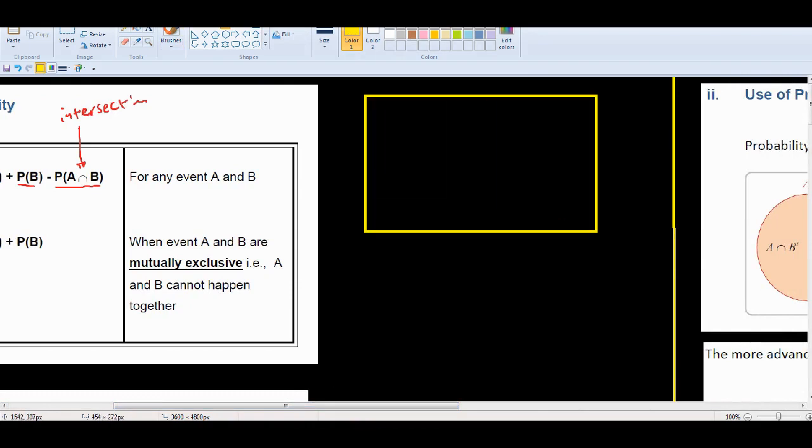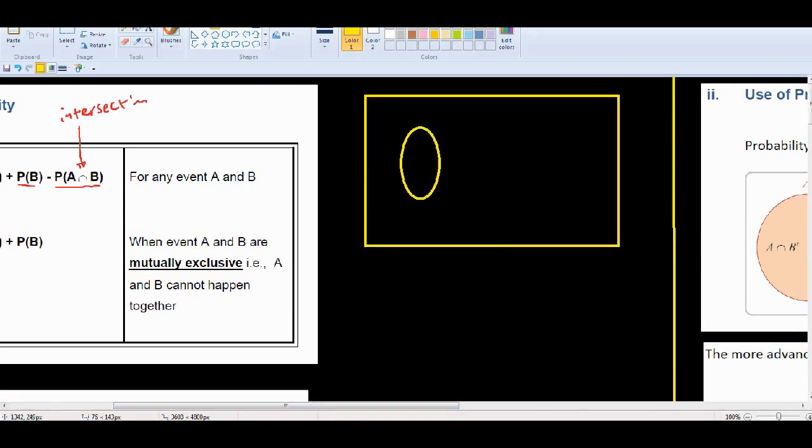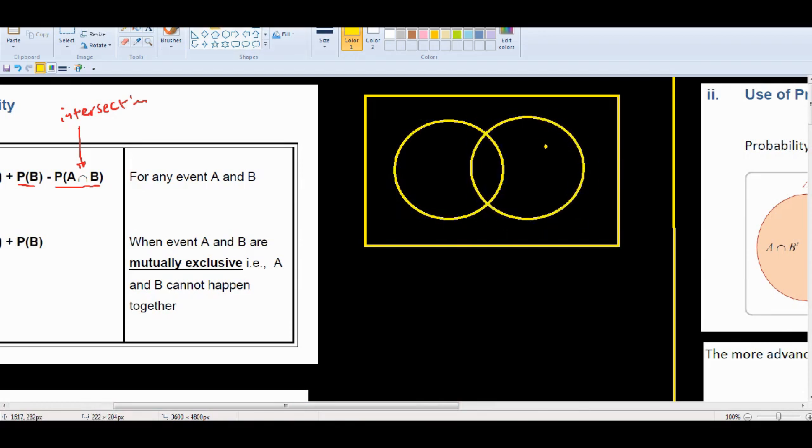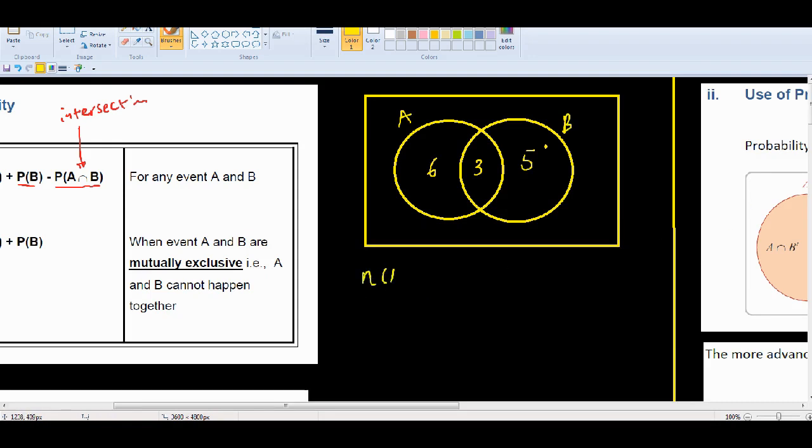Okay, and why it is so, let me just give you one very simple explanation. Let's consider a Venn diagram, and indicate the number of elements. Let's say here we've got 6, here 3, and here 5. That's what we call A, that's what we call B. Let's see the number of elements in A. In A, the circle, there are 9 of it. In B, there are 8 of it.